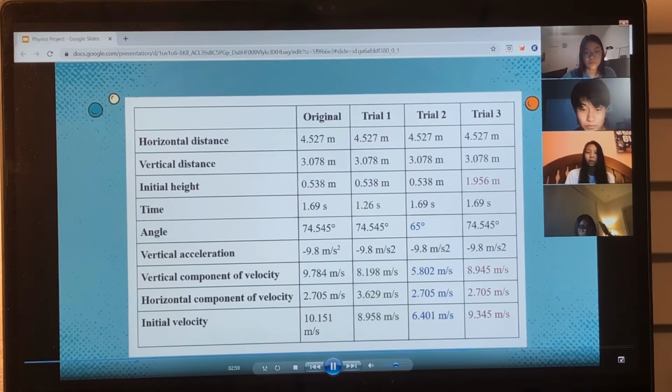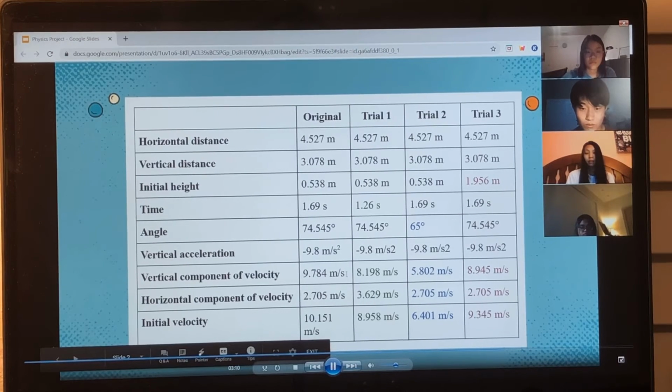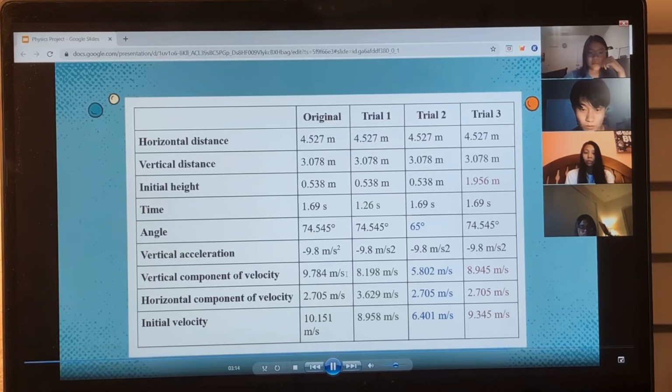In our third trial, we focused on the initial height of the ball. We kept everything else constant, and by doing so, we arrived at a height of approximately 2 meters. As a result, it does not affect the horizontal component of velocity since those two are independent, but it does affect the vertical component of velocity and the initial velocity as a whole.